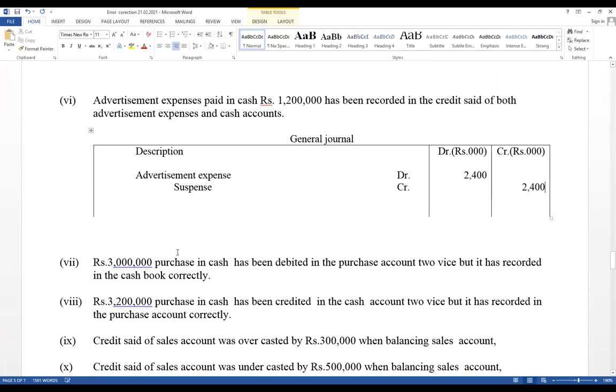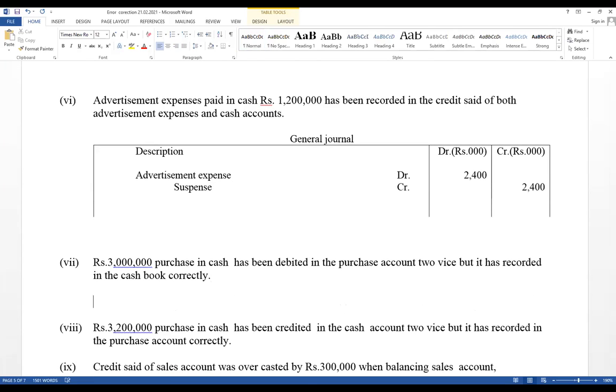Now think about the 7th one. First, think about the double entry. After that, think about how to prepare the suspense account as well as the profit correction statement. Think what would be the answer?